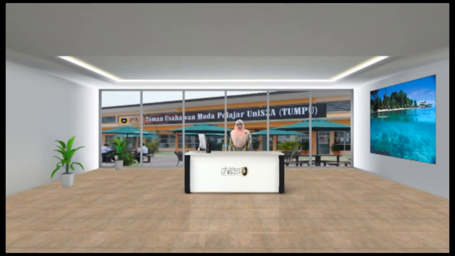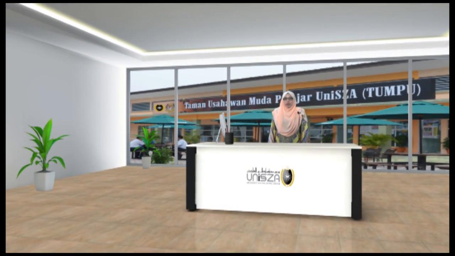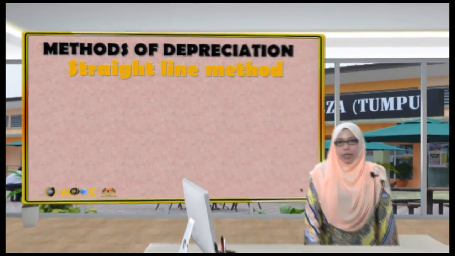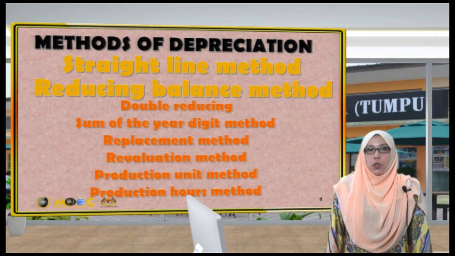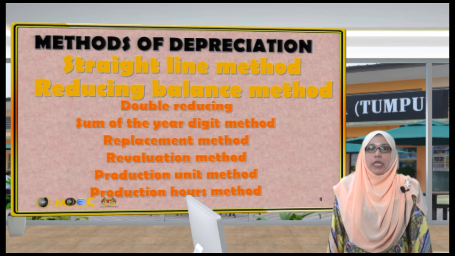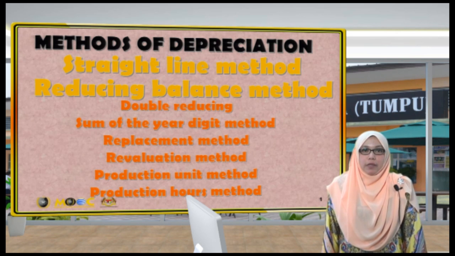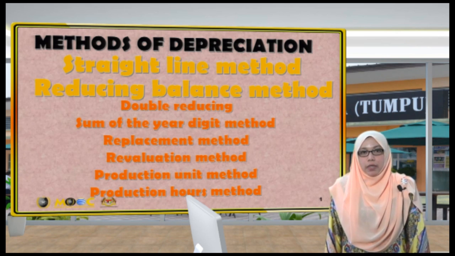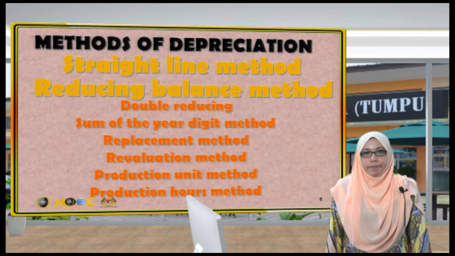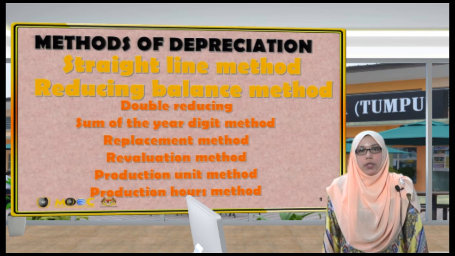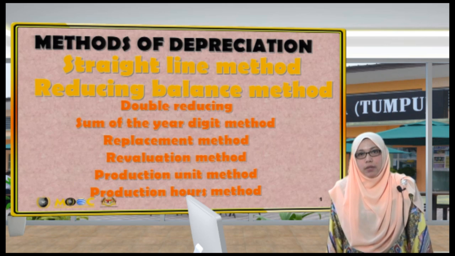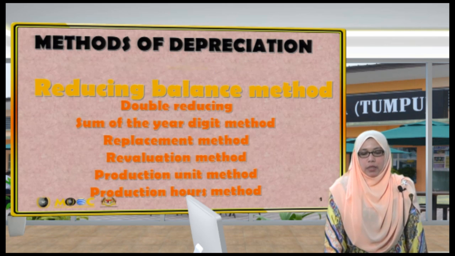Now we continue on methods of depreciation. There are a few methods of depreciation, including straight line method, reducing balance method, double reducing method, sum of the year digit method, replacement method, revaluation method, production unit method, and production hours method. However, only 2 methods that we are going to cover, which are straight line method and reducing balance method.